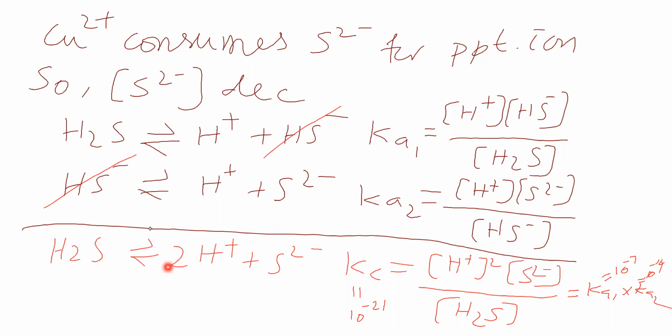Equilibrium is disturbed in the sense, we have to say Qc is equal to concentration of H plus power 2 into concentration of sulfide by concentration of H2S. Okay. Now Qc is equal to concentration of H plus square into concentration of sulfide by concentration of H2S.